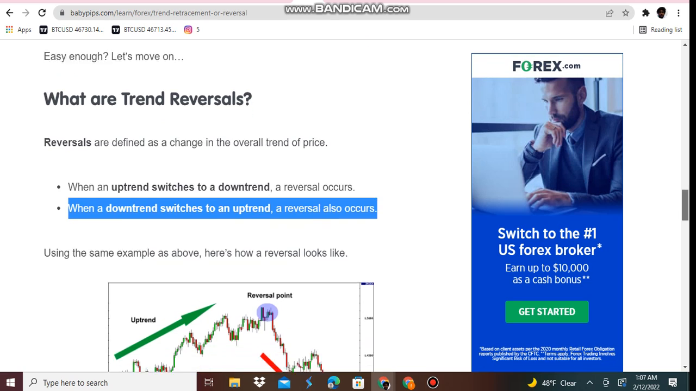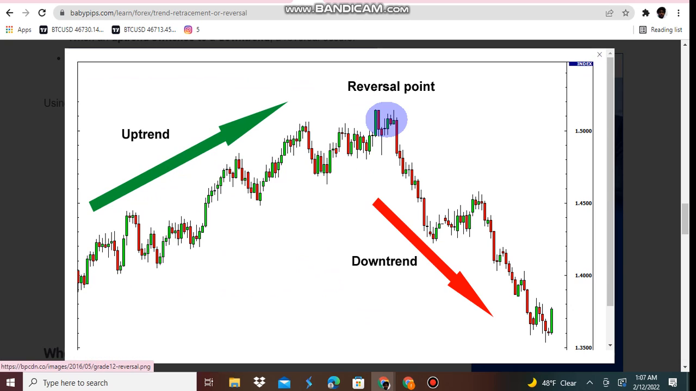Okay, so when you're in an uptrend and price switches to a downtrend, it gives us a lower low, a lower high, and then a lower low. We're in a downtrend, we switch to an uptrend, right? We're making a higher high. If we trace back down here, it made a higher low before making a higher high, a higher low before making a higher high, all the way up here as a reversal point, and then it makes a downtrend.